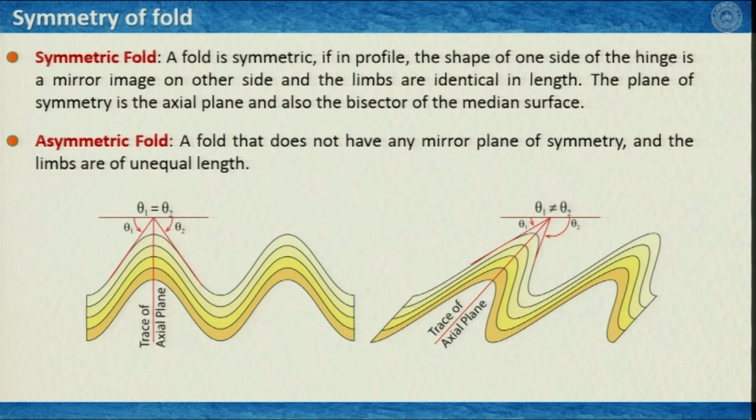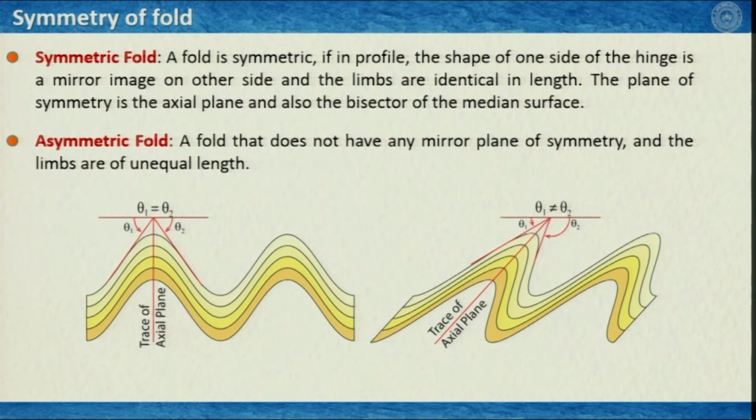Let us talk about the symmetry of the fold. You can understand that a fold can be symmetric or asymmetric. A symmetric fold is one in which, in profile section, that means a section perpendicular to the fold axis, the shape of one side of the hinge is a mirror image of the other side and the limbs are of identical length. The plane of symmetry, therefore, is the axial plane and is also the bisector of the median surface.